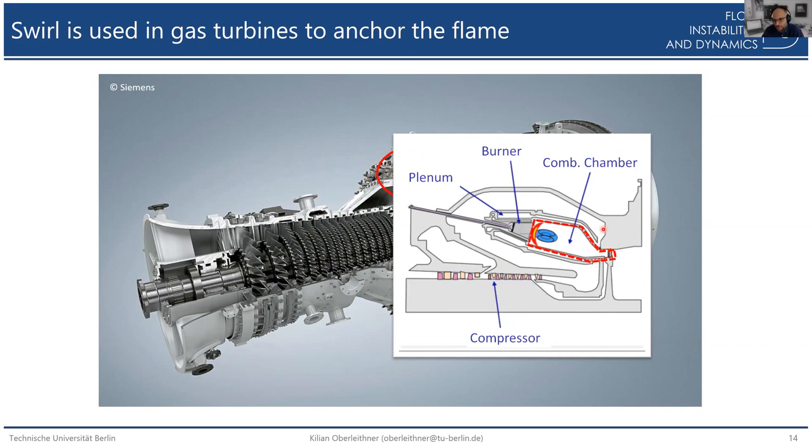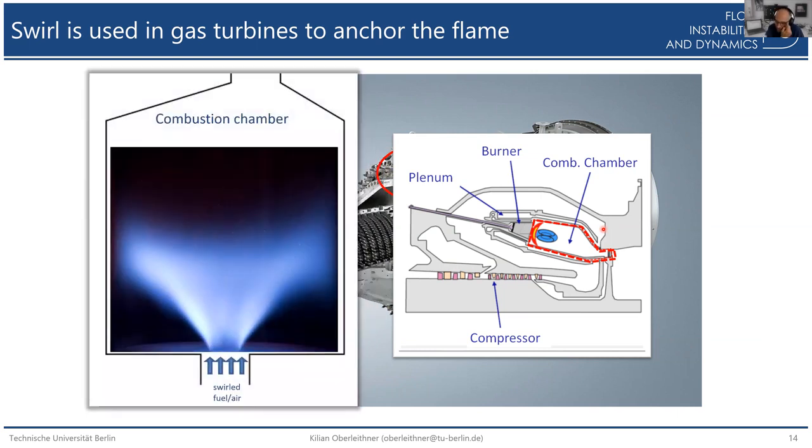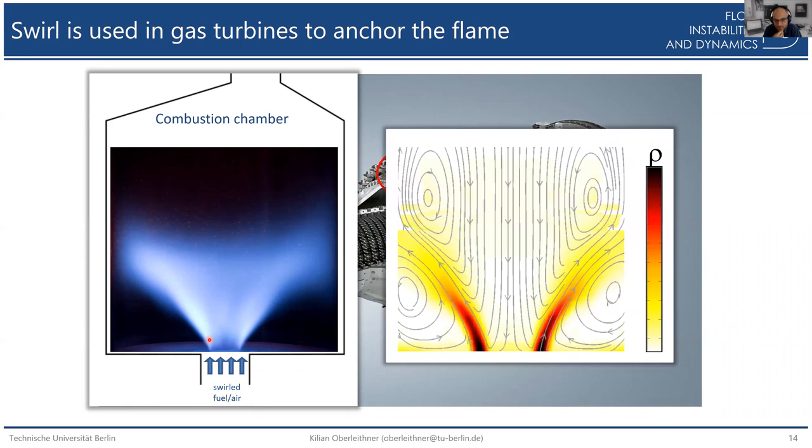One possibility to do this is by using swirling flows. Here you see a picture of a swirling flame inside a combustion chamber. The flow comes from the bottom to the top. There's a strongly swirling flow going into the chamber, and then you have this V-shaped, fully premixed turbulent flame.